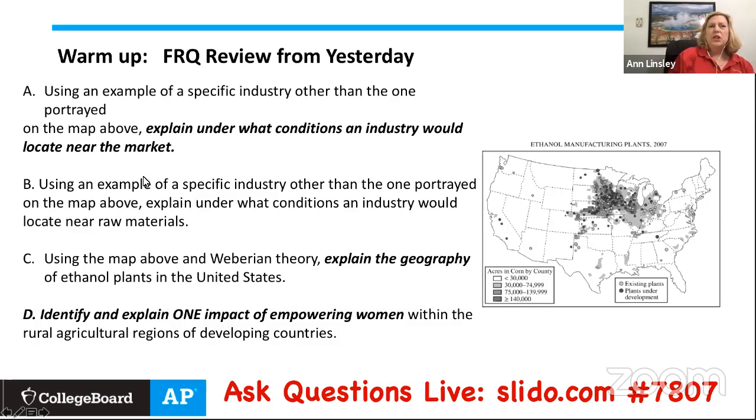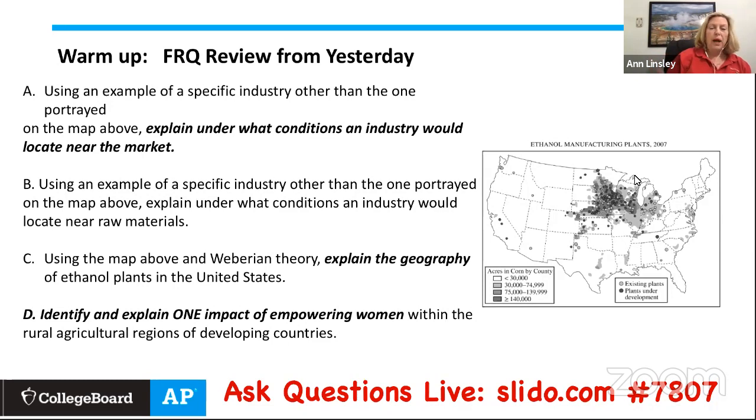All right. The next question is asking me to provide an example of a specific industry other than the one portrayed, to explain under what conditions an industry would be located near the raw materials. So hopefully it comes to mind that this type of industry would be one where we have to take the raw materials apart. So a bulk reducing industry, where we have to break apart what we actually want from that product that we are extracting from the ground or from mining operations.